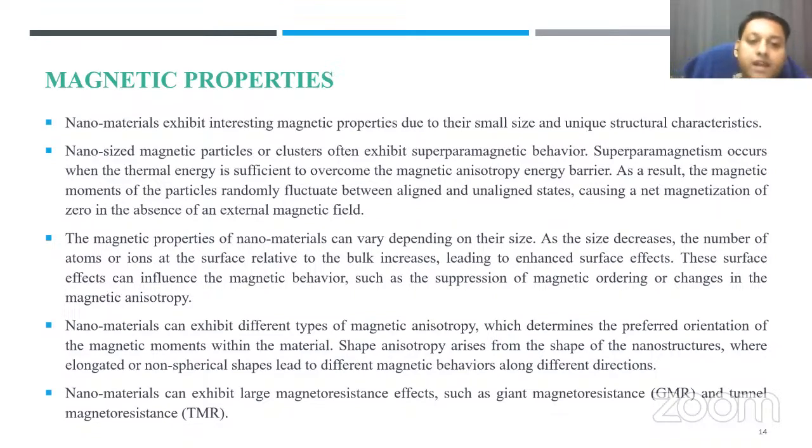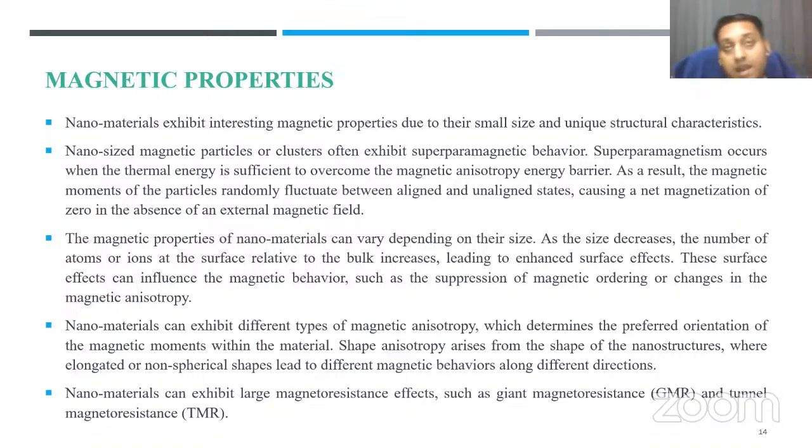And the magnetic properties of nanomaterials can vary depending on their size. As the size decreases, the number of atoms or ions at the surface relative to the bulk increases, leading to enhanced surface effects, and these surface effects can influence the magnetic behavior. So nanomaterials can exhibit different types of magnetic anisotropy, which determines the preferred orientation of magnetic moments within the material, and shape anisotropy arises from the shape of the nanostructures, where elongated or non-spherical shapes lead to different magnetic behaviors along different directions.